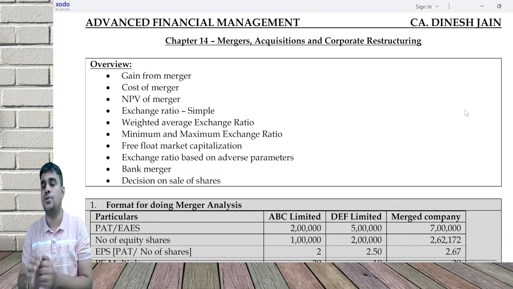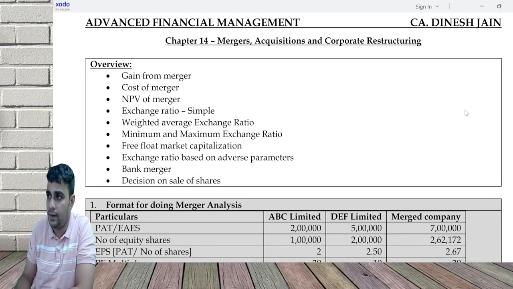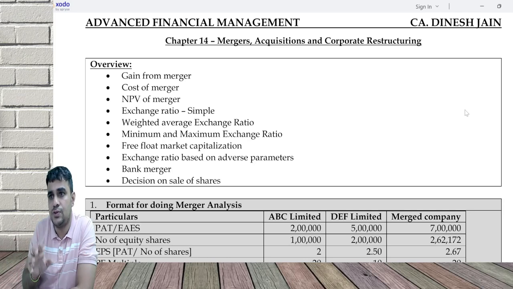Okay, I'll now move to mergers and acquisitions and corporate restructuring, which is chapter 14, and chapter 13 is on business valuation. These two are interrelated areas. Some questions I may discuss in valuation, some of the same questions in some batches I discuss in mergers and acquisitions. So technically there is no big difference between these two chapters, mergers and acquisitions and corporate restructuring, and business valuation. Let's first broadly understand the context as to what we are trying to do.